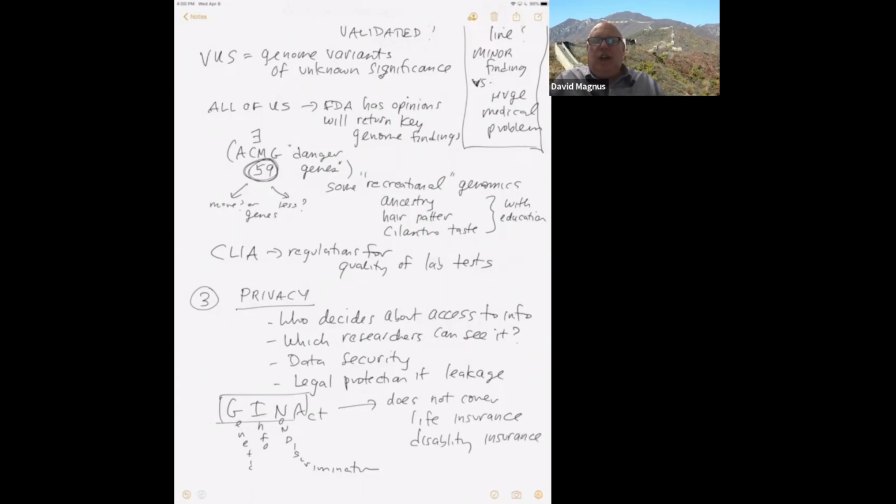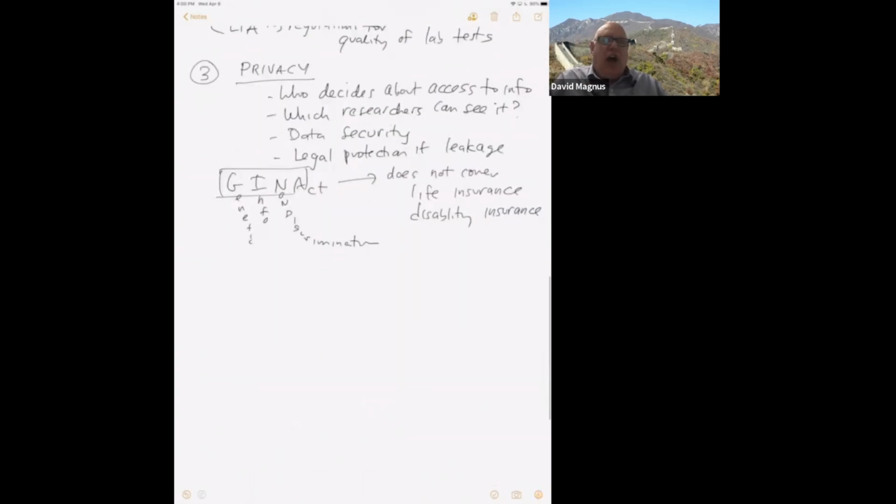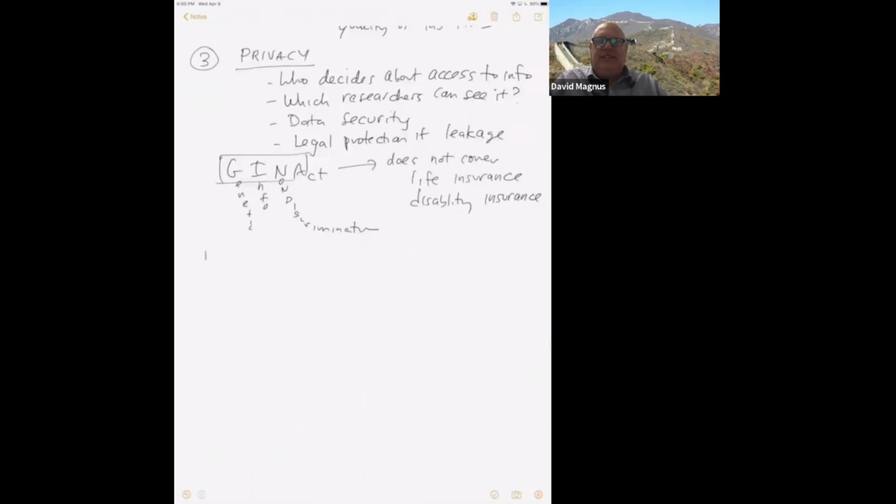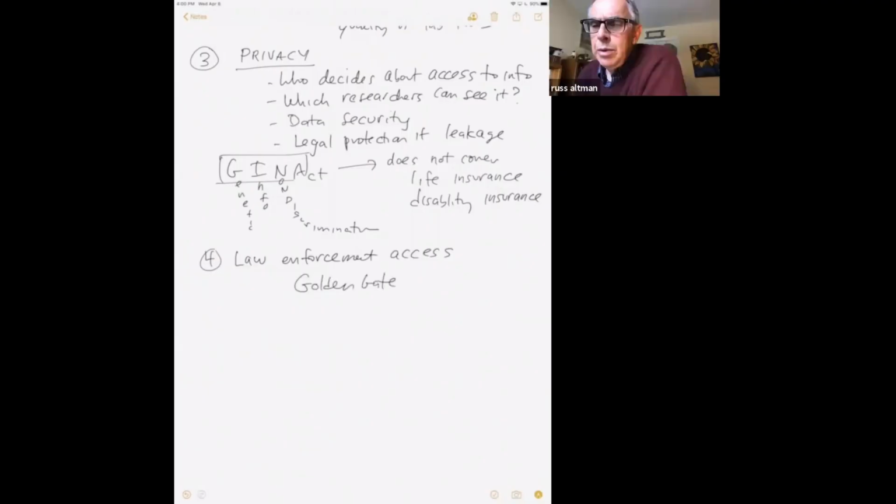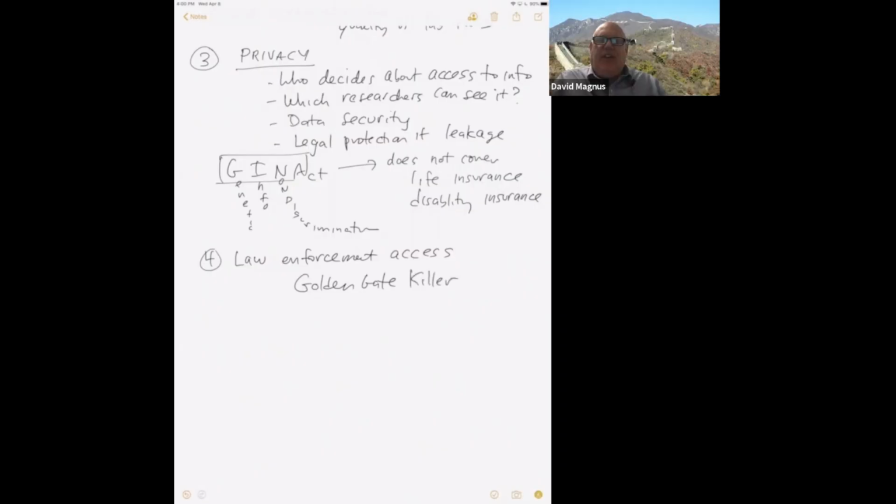Another concern is law enforcement access. We all saw that a private database from, I can't remember whether it was Ancestry.com, it wasn't 23andMe. Oh, it was a funny one that's not as famous, whose initials I'm forgetting. I apologize. Yeah. It was the Golden Gate Killer case. Yeah, the Golden Gate Killer case.